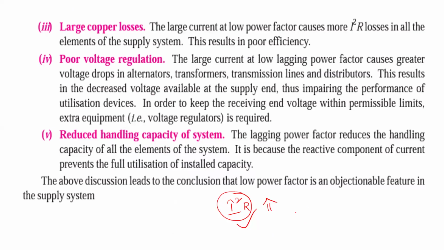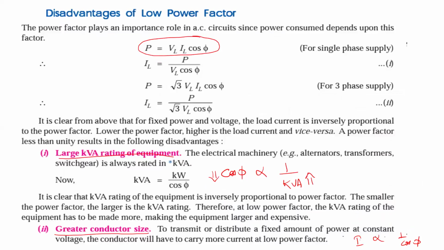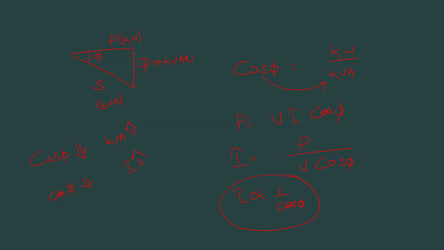Poor voltage regulation. Voltage regulation relates the sending end and receiving end voltage. You have to maintain the sending end voltage and receiving end voltage as close as possible. If there is any drop in the receiving end voltage, we have poor voltage regulation, due to low power factor. Finally, with a low power factor there is a reduced handling capacity of equipment. All these are disadvantages of low power factor. Remember only two formulas: cos phi is inversely related to kVA, and current is inversely related to power factor.